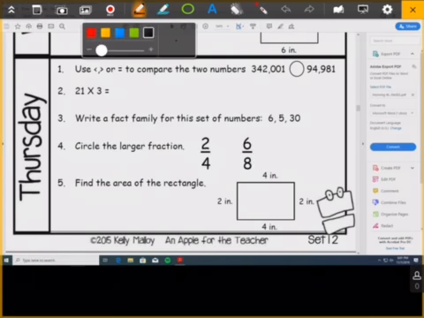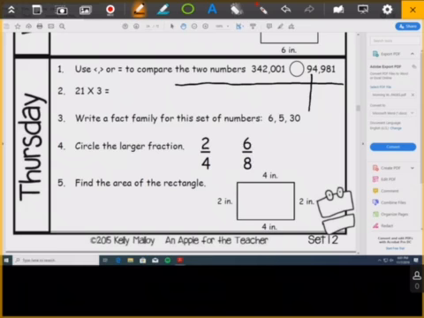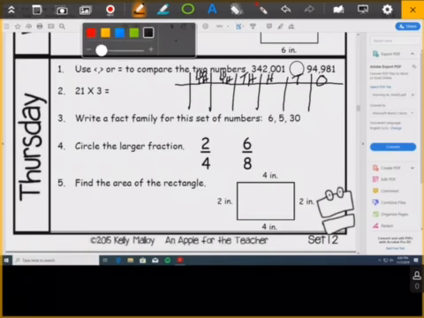For number 1, we're using the symbols to compare the two numbers. When comparing, I'm always going to draw that place value chart. So if you have not done so, please do so now. I have my ones, tens, hundreds, thousands, 10,000s, and 100,000s. I'm going to go ahead and write those numbers in there.